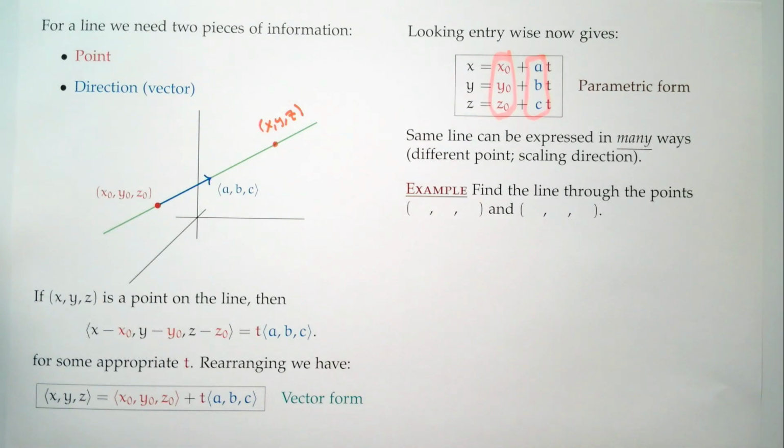Okay, so let's do a quick example. Let's find the line through some points. So we need to have some points. What are some points for us?